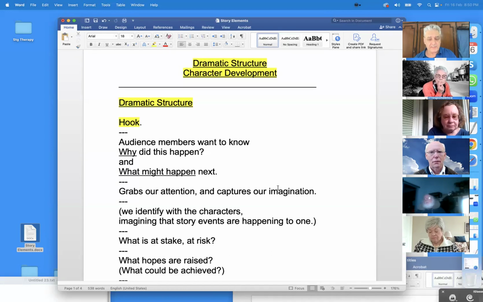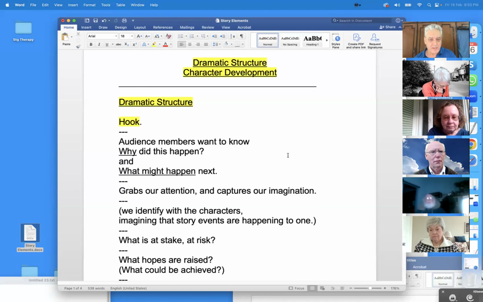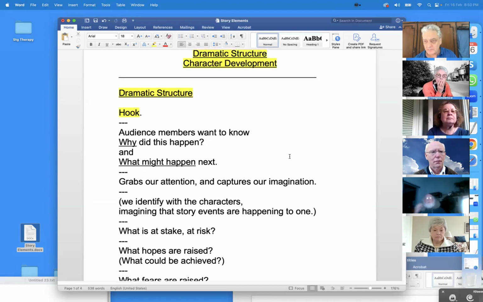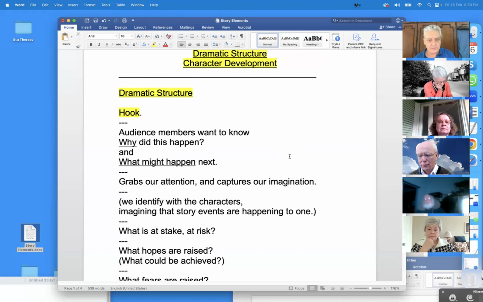Okay, so that has to do with character development, but first let's take a look at dramatic structure. People talk about the hook. That is something that happens at the very beginning of a story that is supposed to really grab the attention on an emotional level, something that is very intriguing. It might involve a lot of action. So the listeners or readers or viewers are going to say, hey, what is this? And why did this happen? And what's going to happen next? So you are hooked into wondering, what is this?